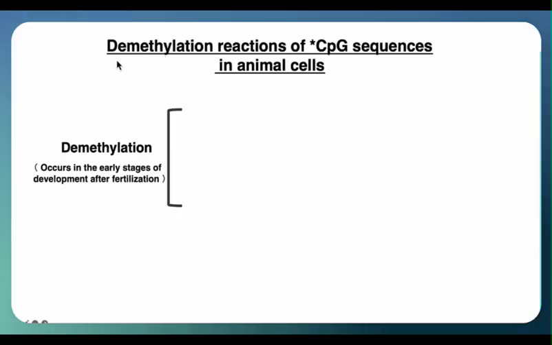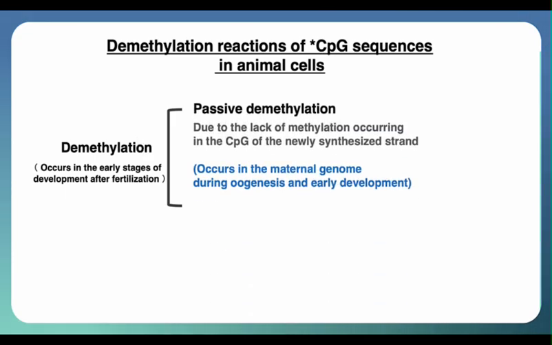So far, I have explained the function and maintenance mechanism of methylated CpG. Now, I will also explain the mechanism of demethylation of methylated CpG. There are two mechanisms for demethylation of methylated CpG, passive and active demethylation. Passive demethylation occurs when the DNMT1 enzyme does not function, resulting in no methylation in the newly synthesized strand. When the DNMT1 enzyme does not work, the number of unmethylated CpG sites increases with each DNA replication.